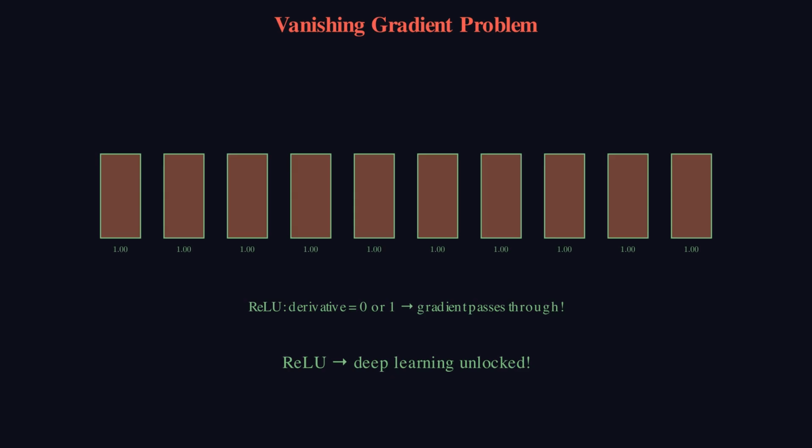And it's why ReLU was so revolutionary. Its derivative is either 0 or 1. When it's 1, the gradient passes through unchanged, no shrinking. This simple fact unlocked deep learning.